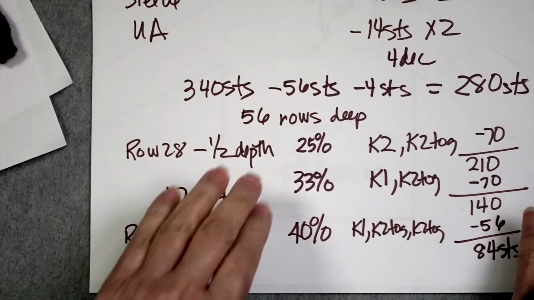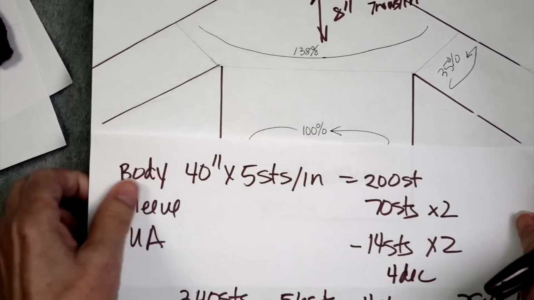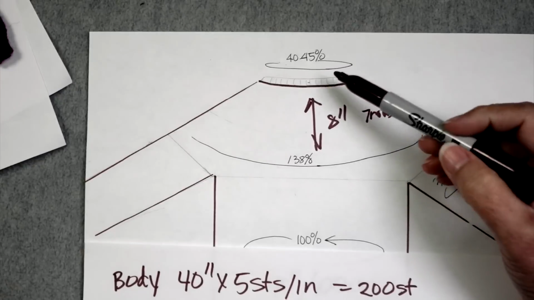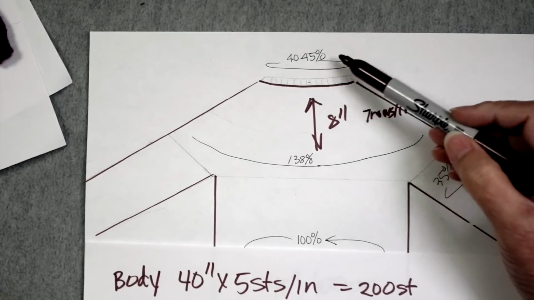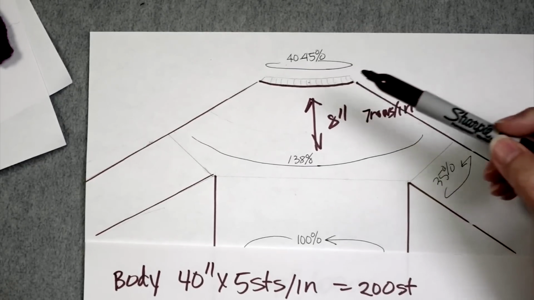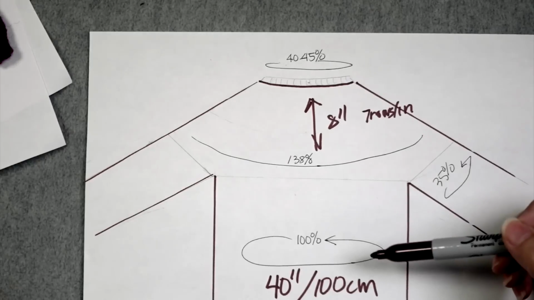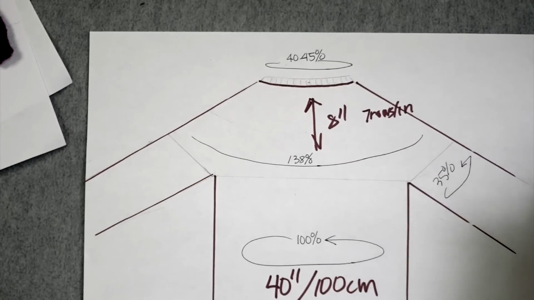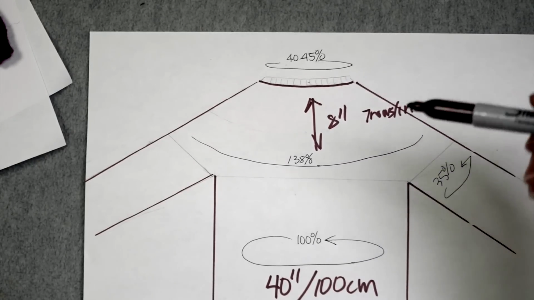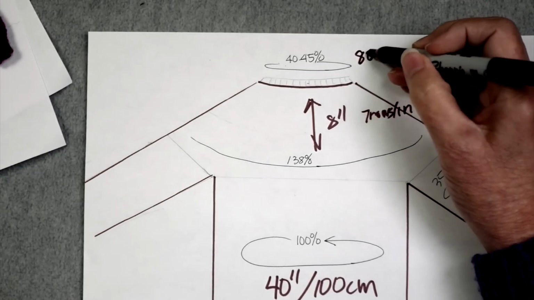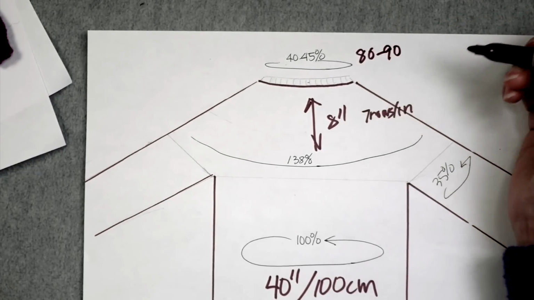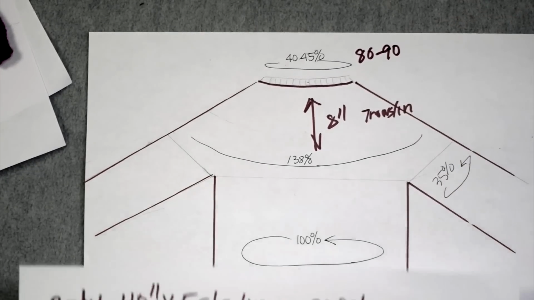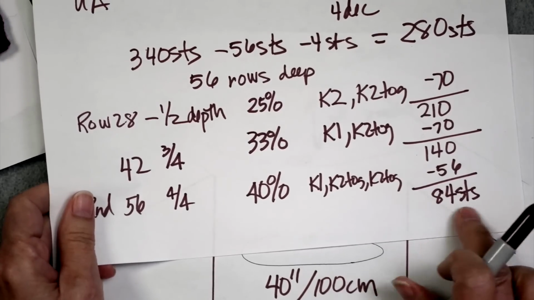So when we looked at this original thing and we looked at what the neck was going to end up, we went with 40 to 45% of the original amount of stitches. So if we had 200, then that would be somewhere between 80 to 90 stitches is what we would need at the top. And what we're ending up with is 84.